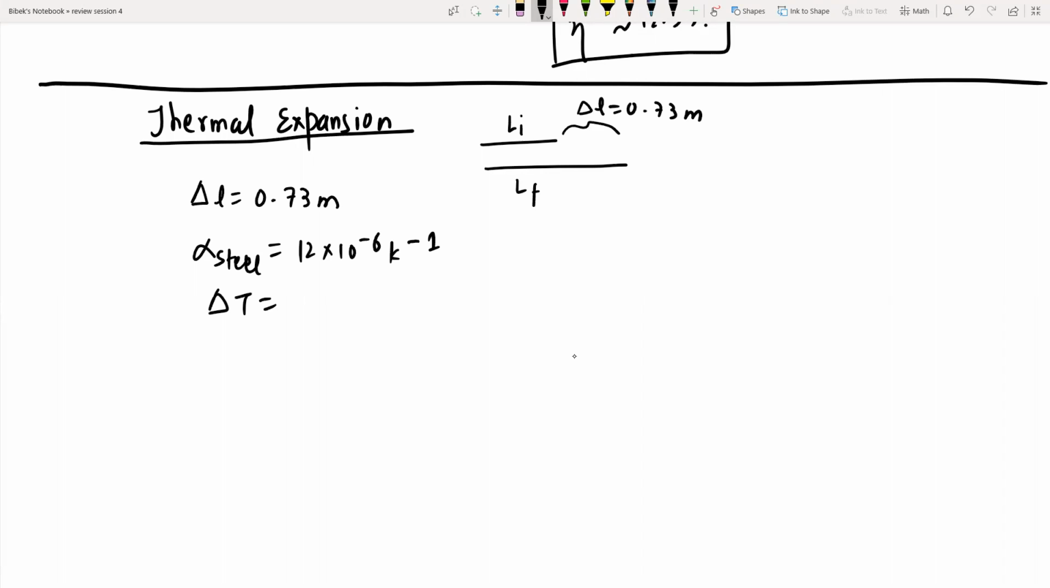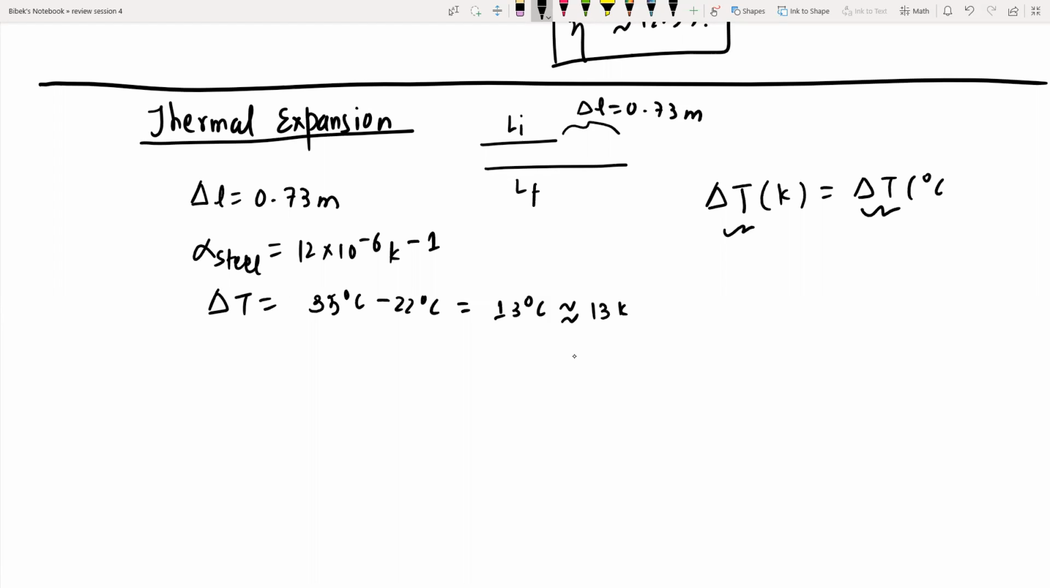And your delta T in this case will be 35 degrees centigrade minus 23 degrees centigrade. That is 12 degrees centigrade, and this will be equal to 12 Kelvin. Remember, I told you that delta T will be equal whether you do it for Kelvin or for degrees centigrade. The change will always be the same. But that doesn't mean that when you do T2 minus T1 for this case and T2 minus T1 for this case, the T2s are equal. They differ by a factor of 273. Remember?